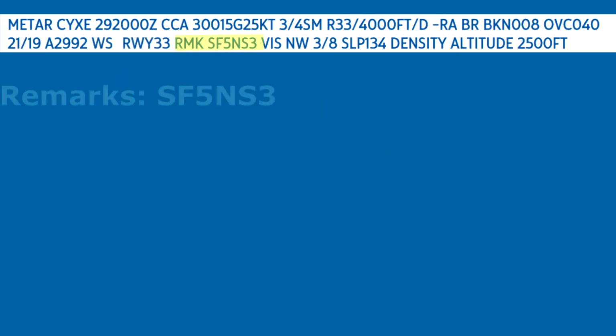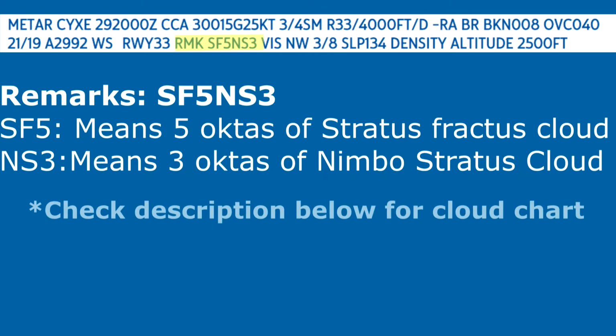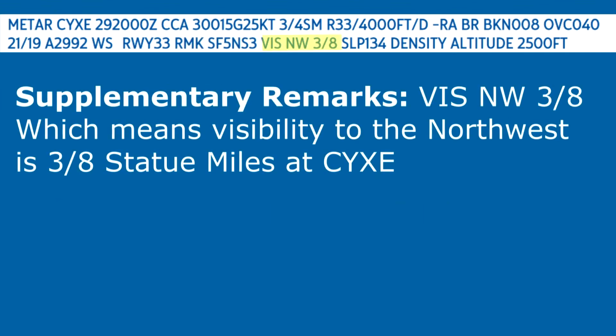So next we have remarks. This first part of the remarks explains the cloud layers that we see. So the first layer we have is a stratus-fractus layer at 5 octas, followed by a nimbostratus layer at 3 octas. Moving on, it can tell us supplementary remarks about the visibility to the northwest of the aerodrome, which is showing 3/8 statute miles. So definitely not a VFR condition for a pilot today.